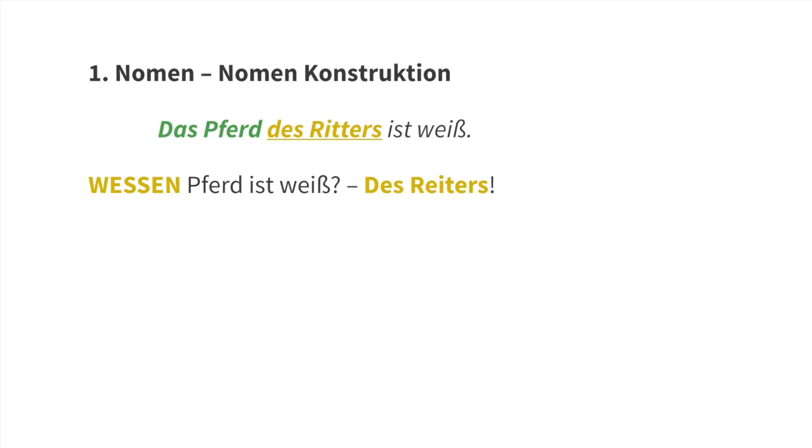We have two possible ways to construct the genitive. The first one is a noun construction, Nomen construction. Das Pferd des Ritters ist weiß. Ja, the horse of the knight is white. Wessen Pferd ist weiß? Des Ritters.